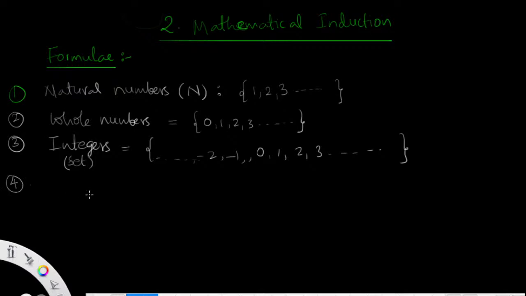Next, real numbers means all numbers, which includes positives. All numbers, including natural numbers, whole numbers, and integers, from minus infinity to plus infinity, are said to be real numbers. So this is called real numbers.